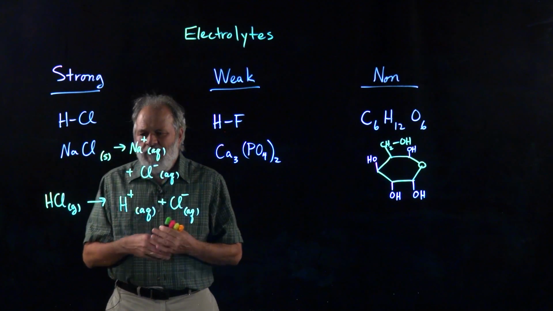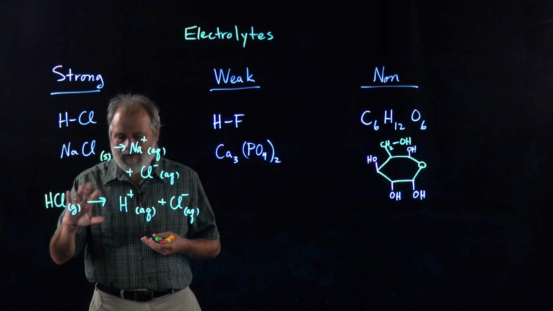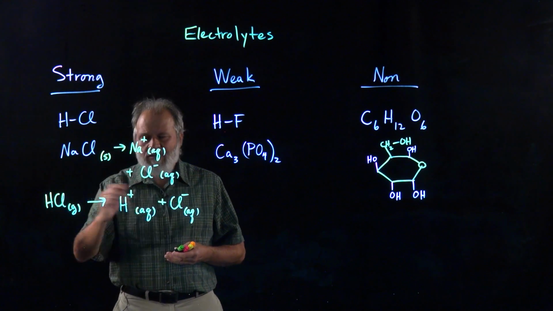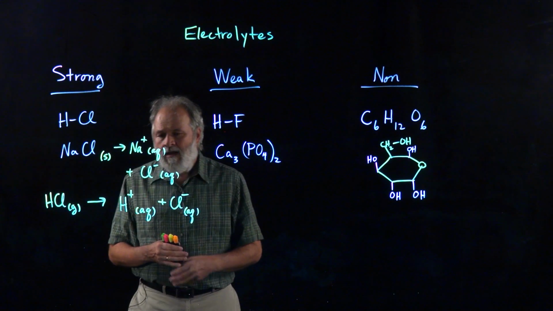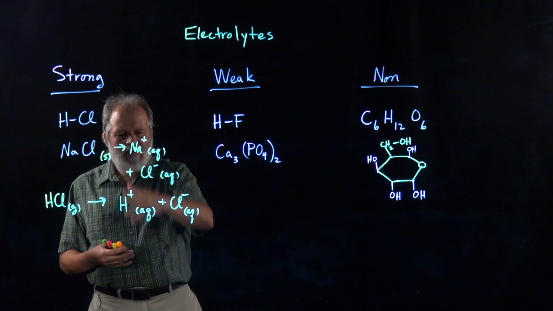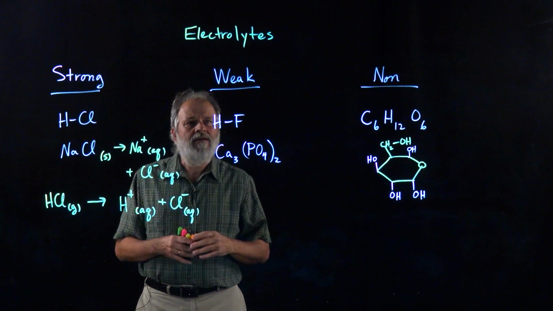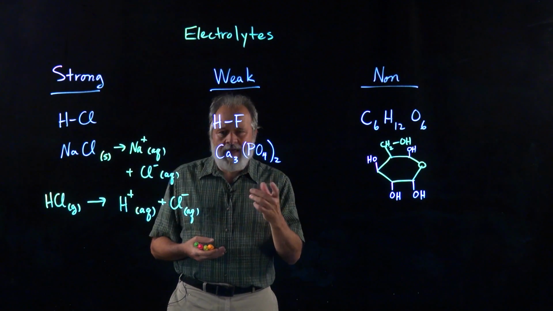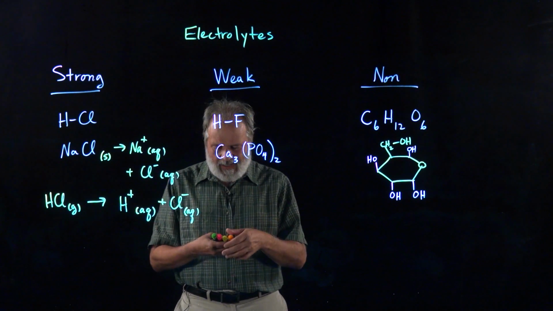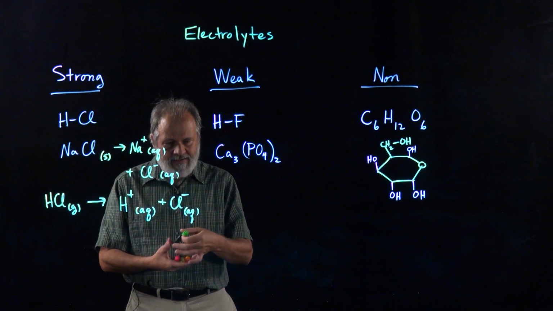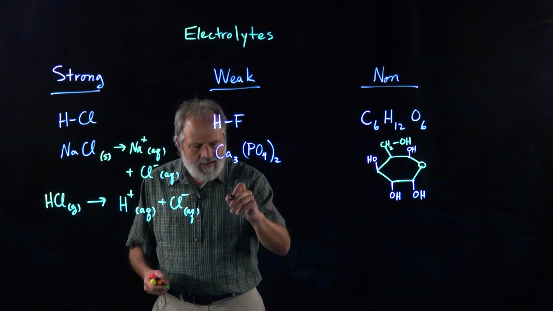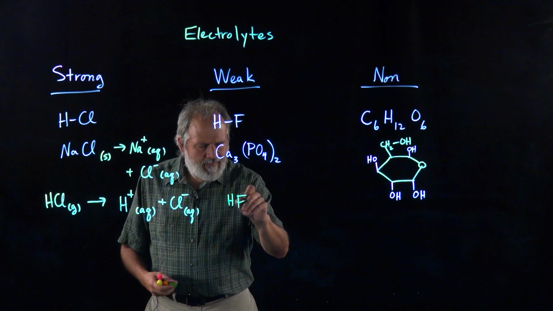Now one clue that you have acids is, first of all, these are two nonmetals, and the H is written first in the formula. All right, so these are strong, these conduct electricity very strongly because they produce a lot of ions that conduct the electricity. Now HF is a weak electrolyte because it is an acid, but it does not dissolve very much.